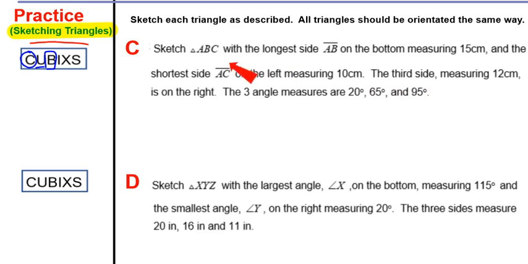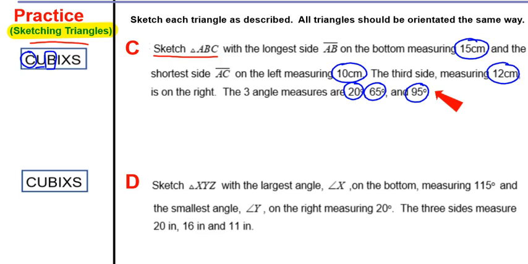So for this, let's first go through our cubic strategy, our numbers. We have the 20, the 65, the 95, and then we have some side numbers in here. We have 12 centimeters, 10 centimeters, and 15 centimeters. Those are all numbers that are going to go on our picture. We are going to underline the question, and it says sketch triangle ABC. That's ultimately what we're going to be doing in this whole problem.